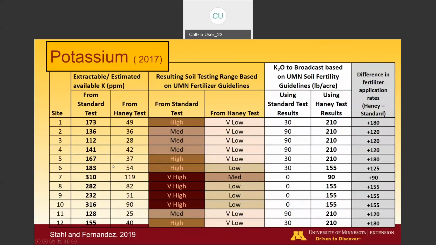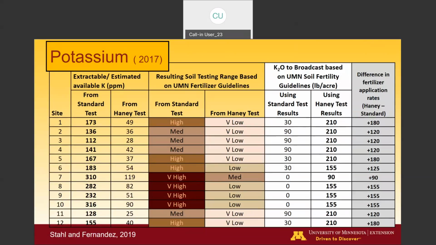Here's from the Haney test, and what happens with those numbers, we get put into different categories like very low, low, medium, high, or very high testing soils. I just put it into colors to help make the comparisons a little easier. And you can see how much fertilizer was recommended if we would use the standard test or the Haney test. And what you're seeing here is in all cases, we would have recommended a higher amount of potassium be applied if we would have used results from the Haney test.